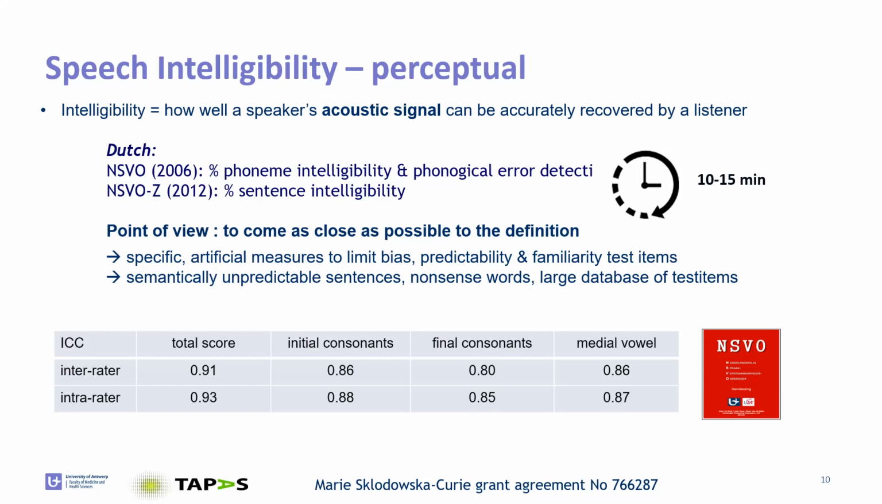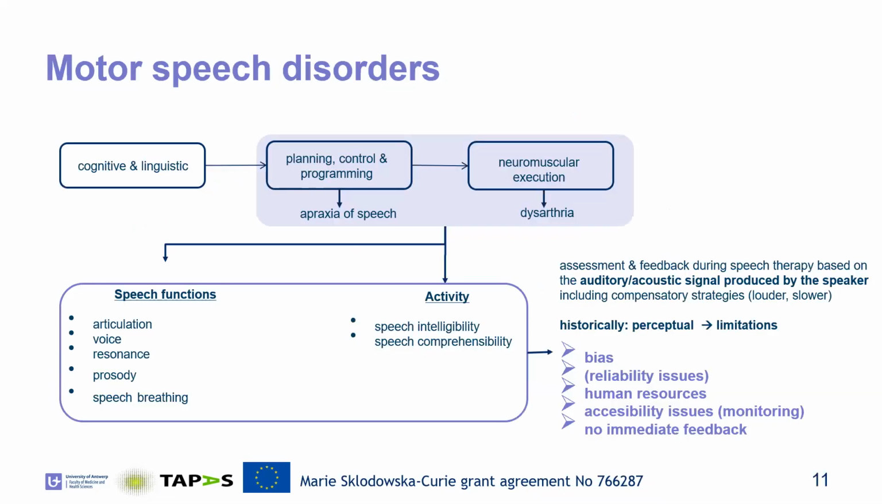So that led us to some artificial measures like semantically unpredictable sentences and nonsense words, and we also had to create a large database of test items. Nevertheless, we investigated the reliability of these instruments, and as you can see, this is the total intelligibility score. The inter-rater agreement is very high, which is not unimportant. But anyway, when we're looking at our perceptual evaluations, there will always be a bias.